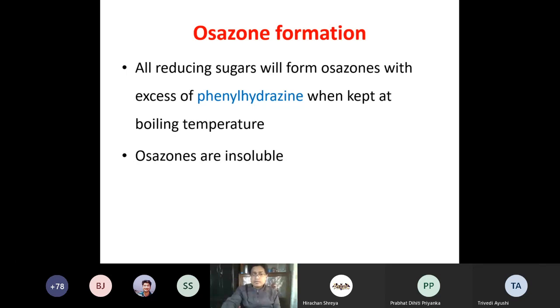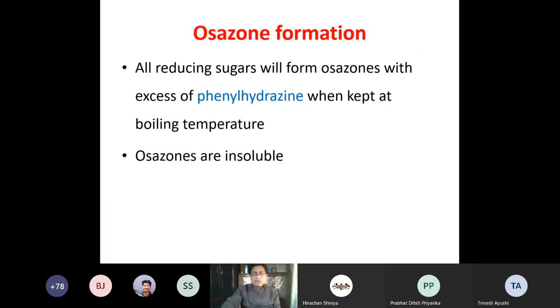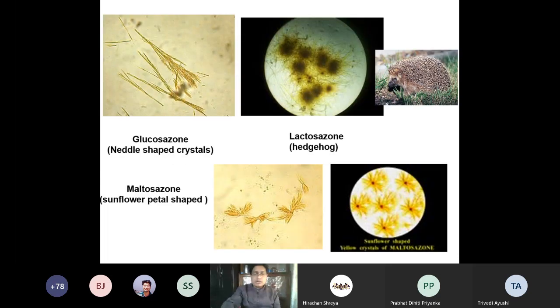They form the osazones, and the osazones of different reducing sugars, for example glucose, maltose, lactose, have different shapes, and based on the different shapes, we can identify which type of carbohydrate is given to us. All reducing sugars will form osazones when excess phenylhydrazine is kept at boiling temperature. Now let's see these examples of osazones of different reducing carbohydrates. This is glucosazone. You can see the needle-shaped crystals.